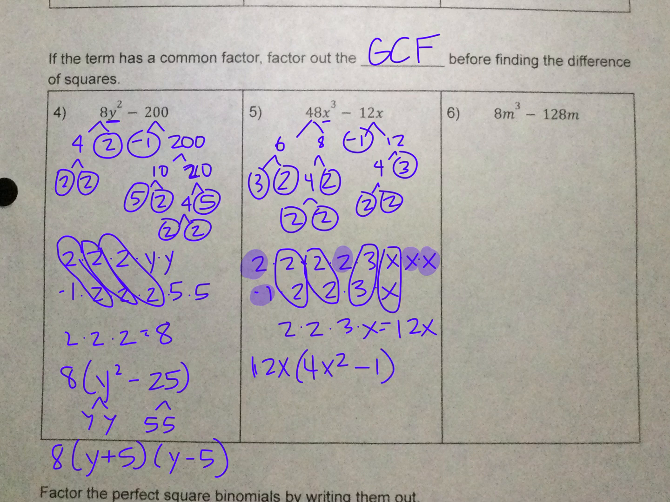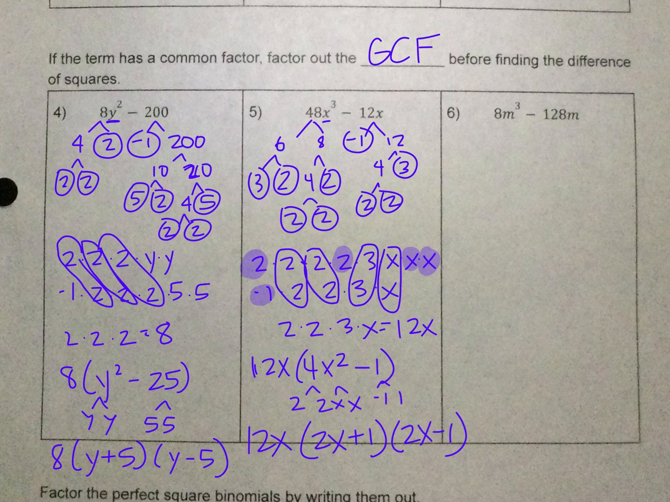Minus 1. Break this down. I get 2, 2, x, x. 12x goes in front. To break the negative 1 down, it's just negative 1 and 1. So x, and then I'm going to say 2x plus 1 and 2x minus 1.